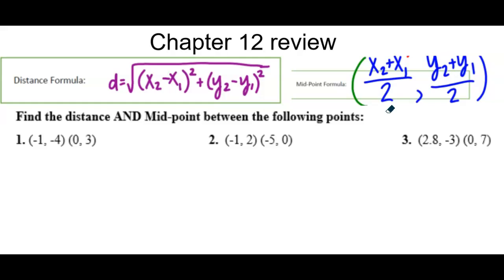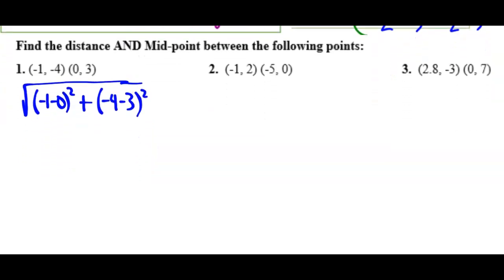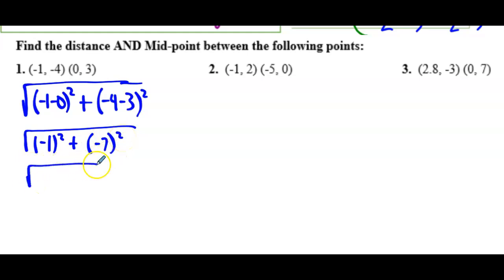Okay? So, for my first problem here, in the distance formula, what do I have? What's my x values? Well, -1 minus 0 squared plus -4 minus 3 squared. Okay. So, -1 minus 0 is -1. -4 minus 3 is -7. Negative 1 squared, last time I checked, was 1 plus 49. This is going to be the square root of 50. So you want to approximate that and get 7.1. Okay?